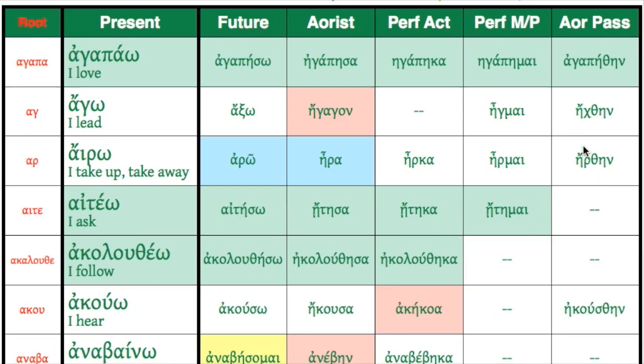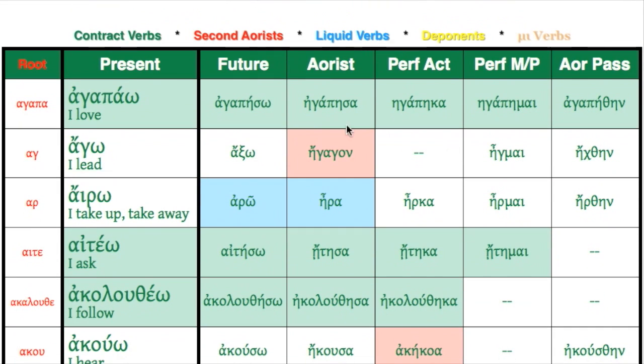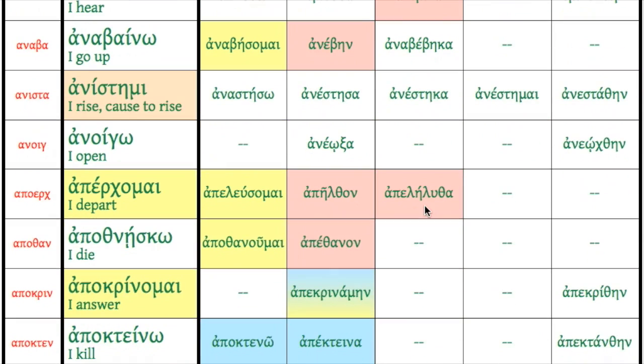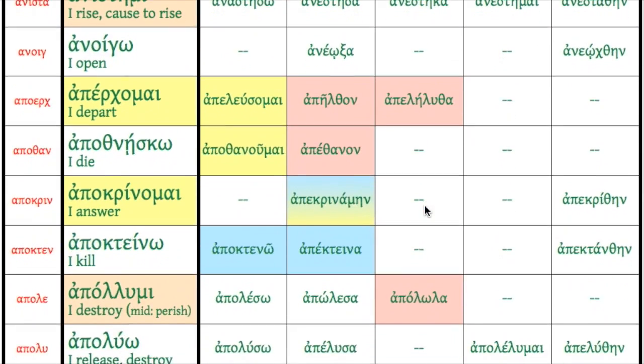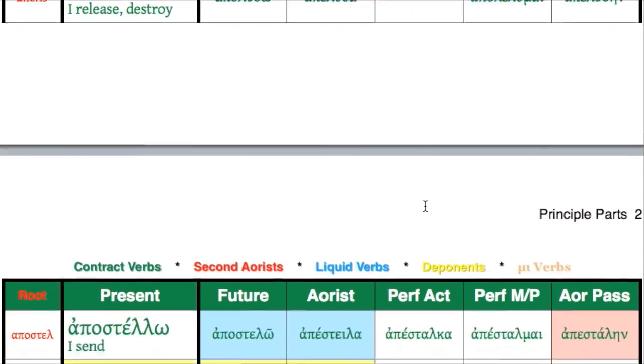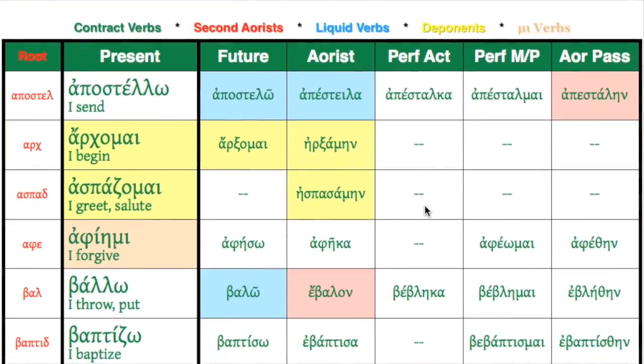But anyway, take some time and just look down the columns and look for the patterns. And remember, look for contract verbs and how they behave. Look at the second aorists. Look at the liquid verbs and how they behave. The deponents. And then, well, after next lesson, you'll be looking also at the mi verbs. And I think you'll find this chart to be very helpful as you try to understand the major shapes of verbs in the Greek language.